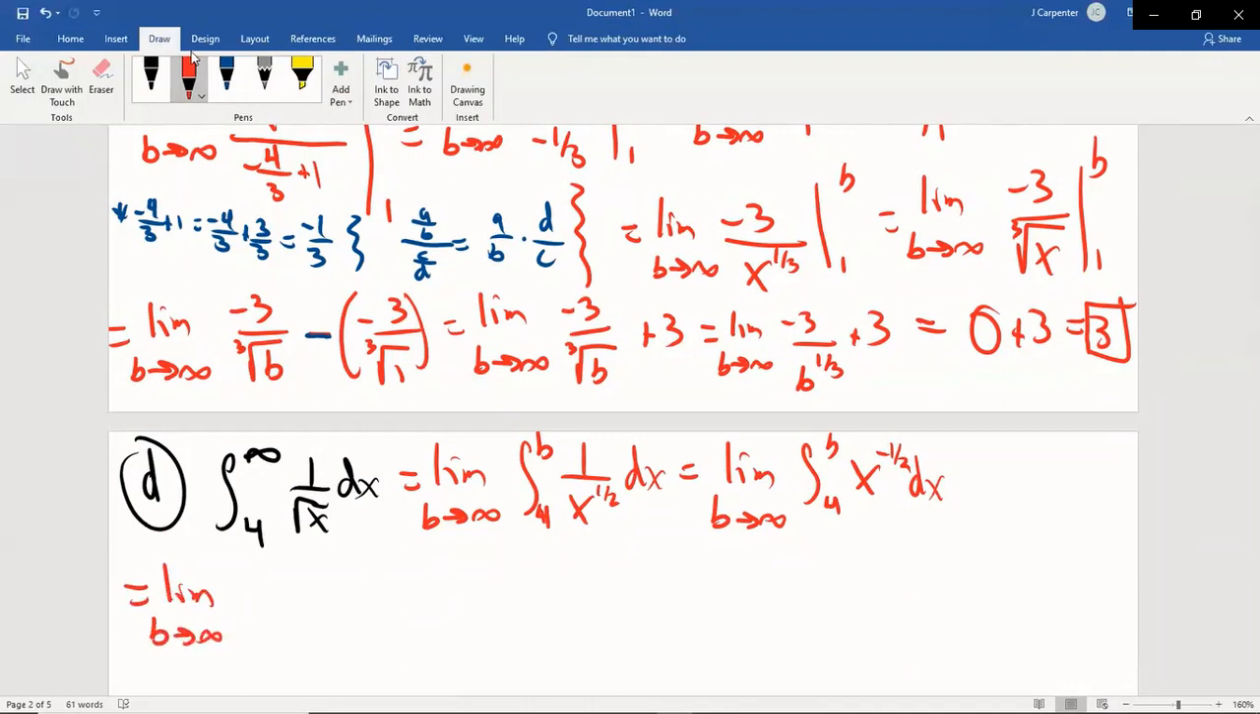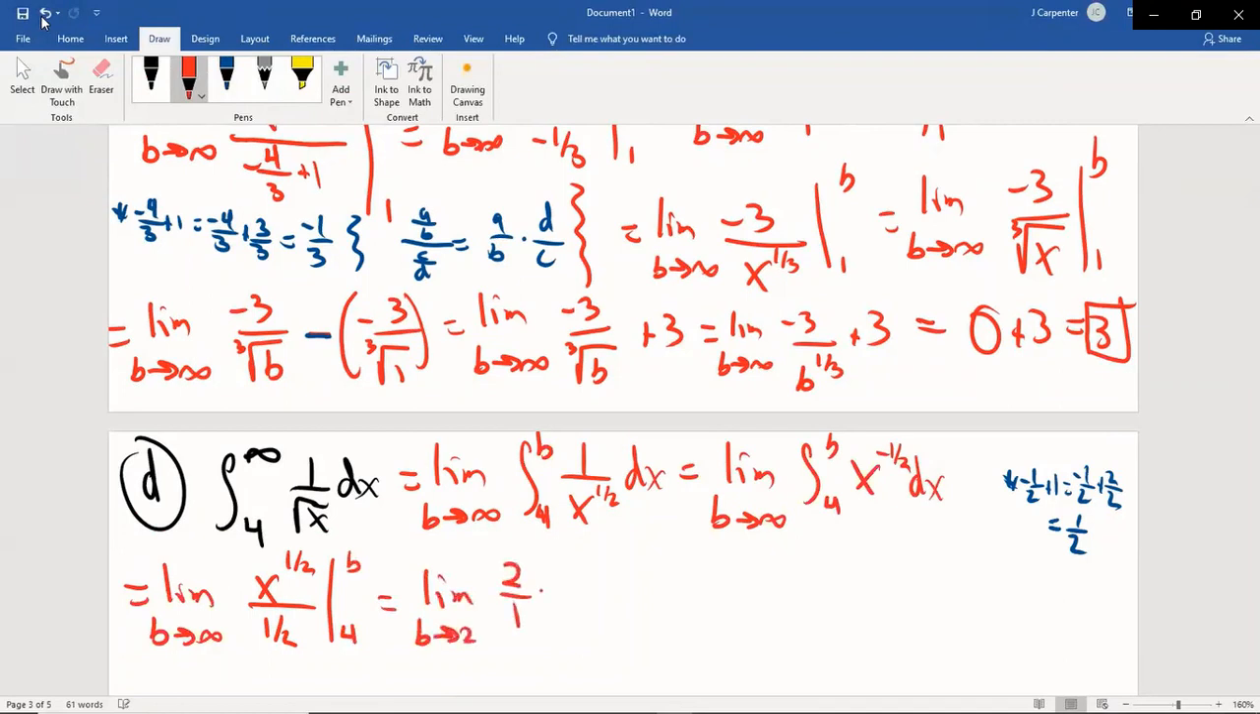Add 1 and divide by the same value. So what's negative 1/2 plus 1? Negative 1/2 plus 2 over 2, which is positive 1 over 2. Interesting. So this is x to the positive 1/2 divided by a positive 1/2. No plus c needed, no dx needed. Evaluated from 4 to b. Dividing by a half is the same as multiplying by 2. We just made that argument in the last example. So that's 2 over 1 times x to the 1/2.